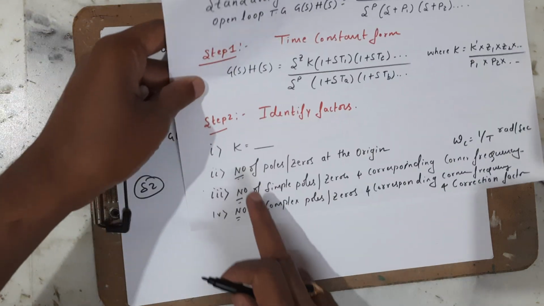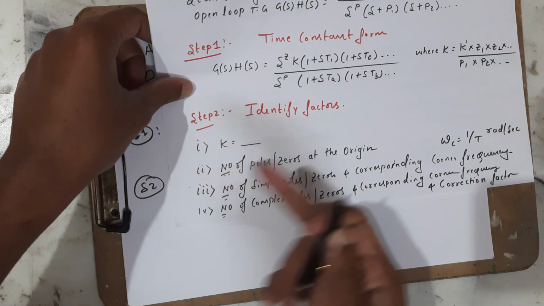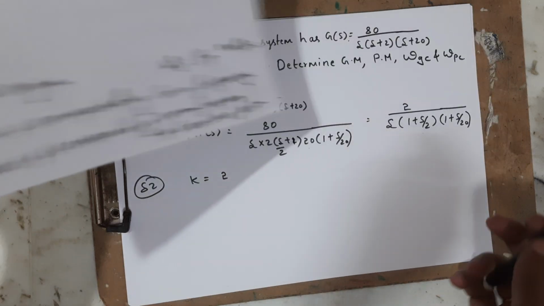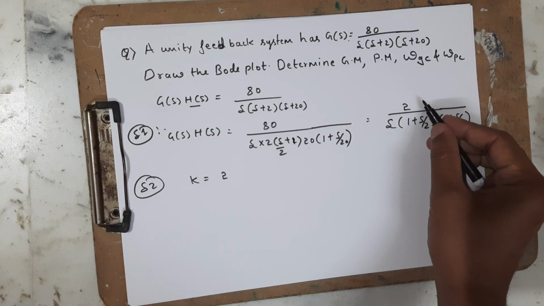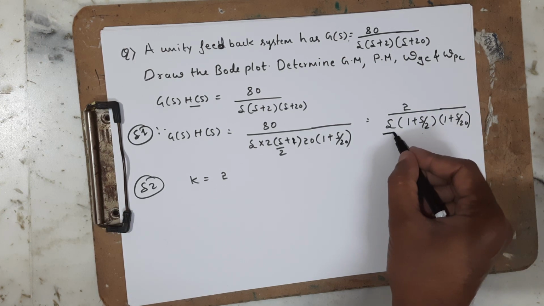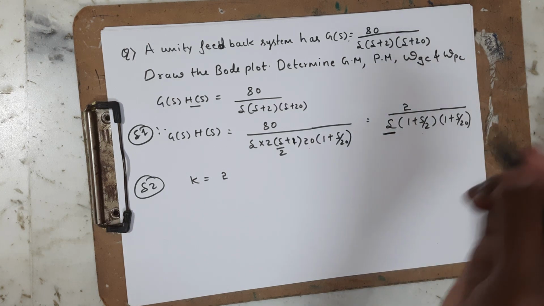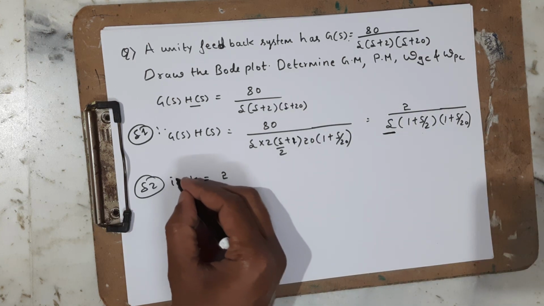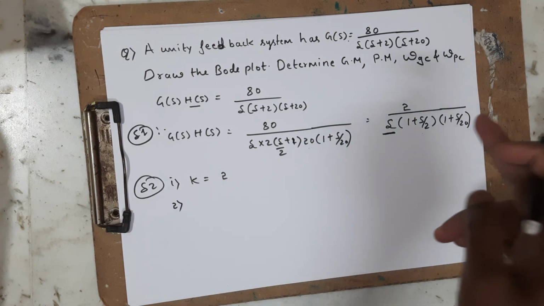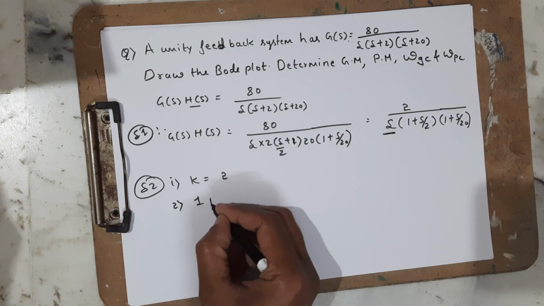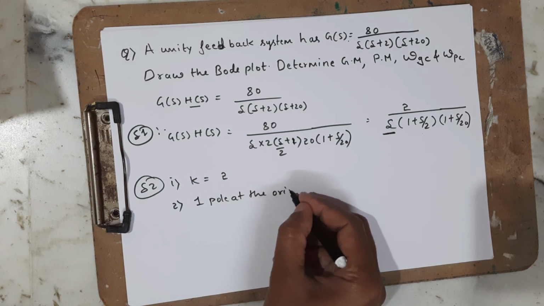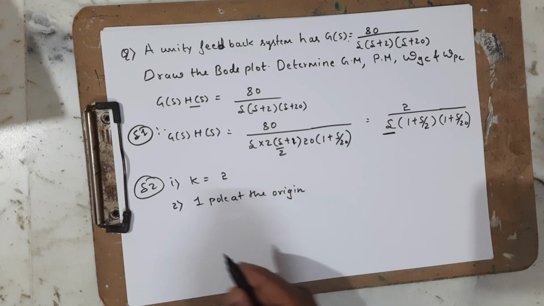The next factor is the number of poles or zeros at the origin. In this problem we don't have any zeros at the origin. We have one pole at the origin, s equal to 0. That is the first root. So the second term is the number of poles or zeros at the origin, and in this problem we have one pole at the origin.